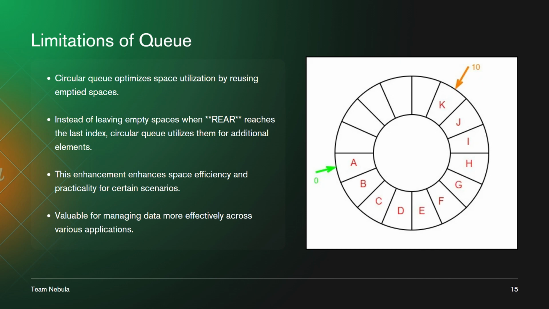However, there's a way to make better use of the available space. When the rear reaches the last index of the queue, instead of leaving those empty spaces unused, we can utilize them to store additional elements. This modification is known as the circular queue. By employing a circular queue, we can optimize the use of space, making it more efficient and practical for certain scenarios. This is a valuable enhancement to the standard queue and it allows us to manage the data more effectively in various applications.